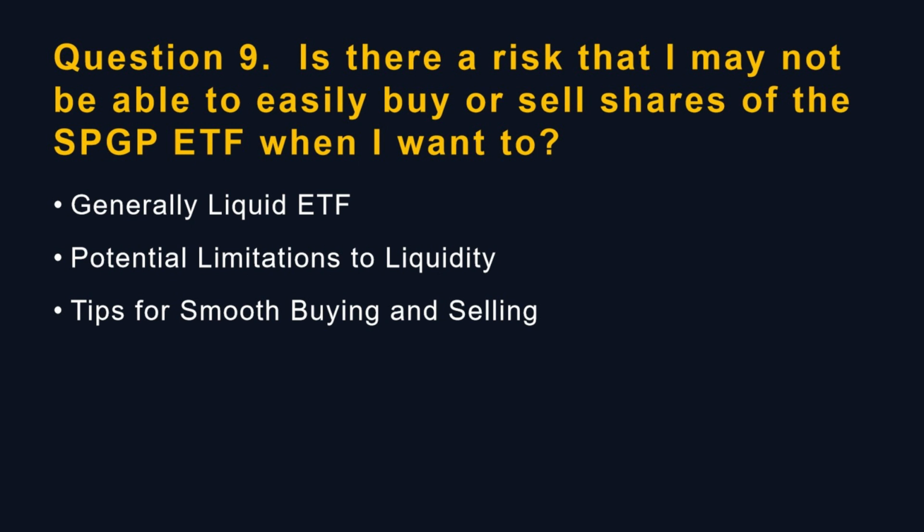Tips for smooth buying and selling. Reputable broker. Choose a broker with a good track record and access to major exchanges where SPGP is listed. Limit orders. Consider using limit orders to specify the maximum price you're willing to pay for shares or the minimum price you're willing to accept when selling. This can help you avoid unfavorable execution during periods of high volatility. Monitor trading volume. Keep an eye on SPGP's average daily trading volume to gauge liquidity before placing your order, especially if you're dealing with a large number of shares.